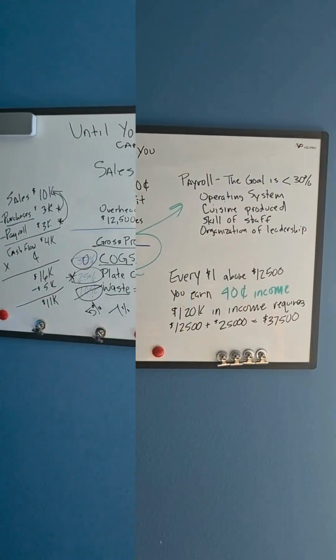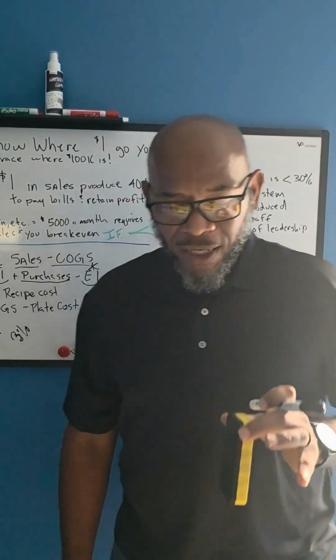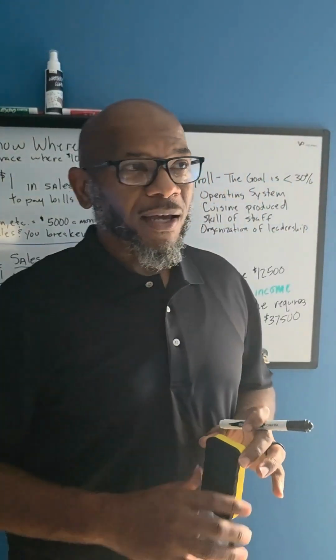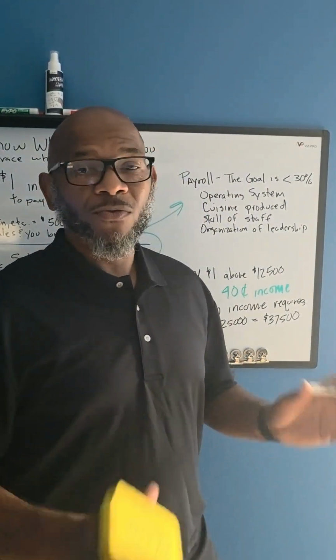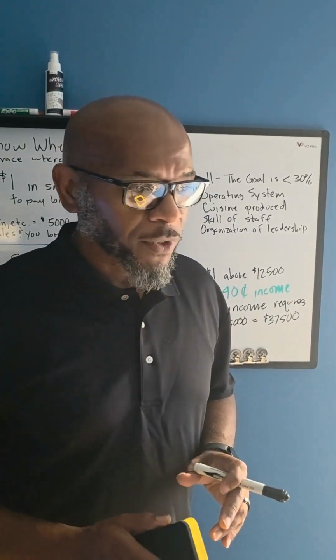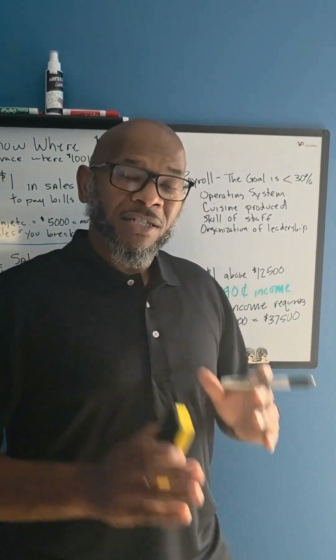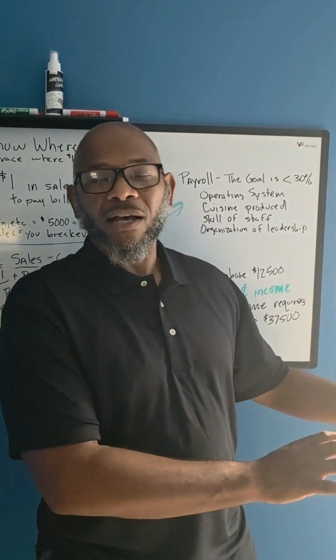All right, so next we're going to talk about payroll and controlling payroll, right? This one I find interesting because how people determine how much payroll to use is really all over the board. But let's talk through an ideal process. So payroll, just like cost of goods, should be a function of predicted sales.